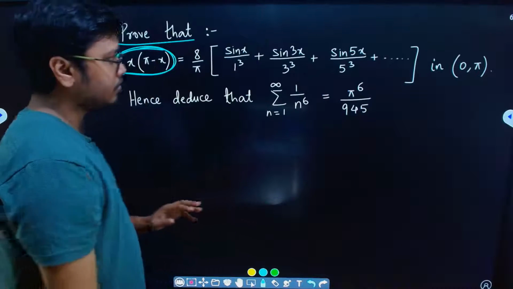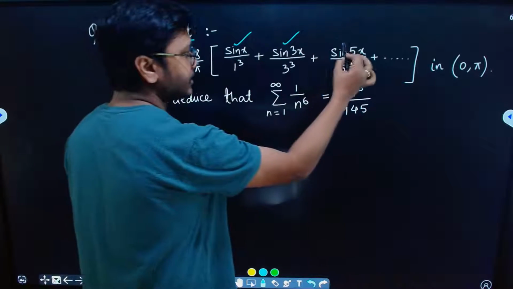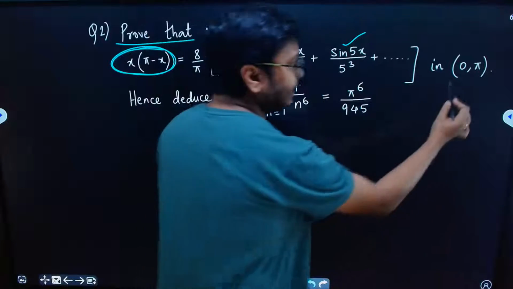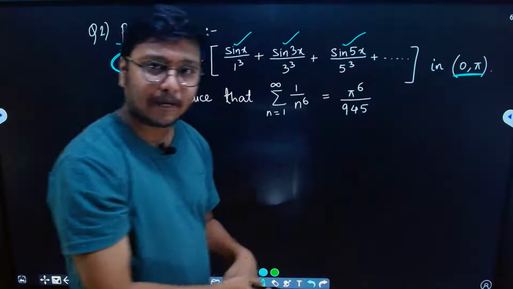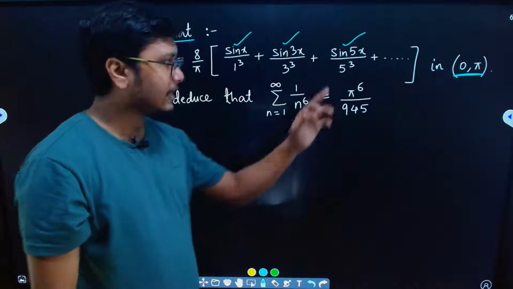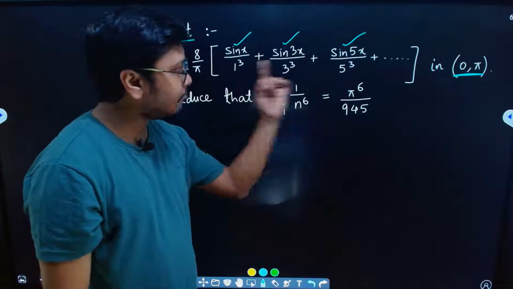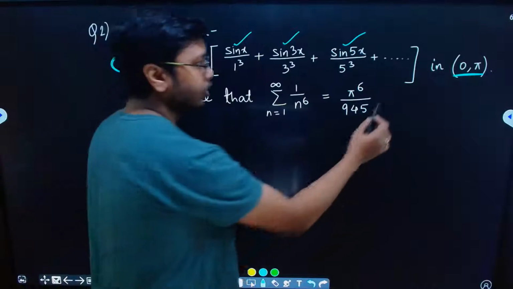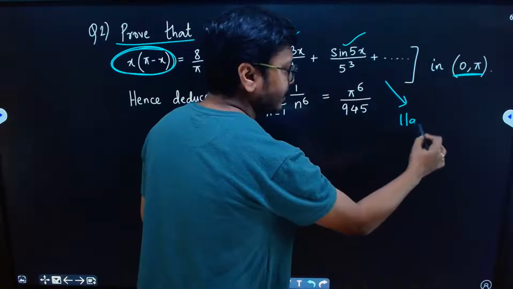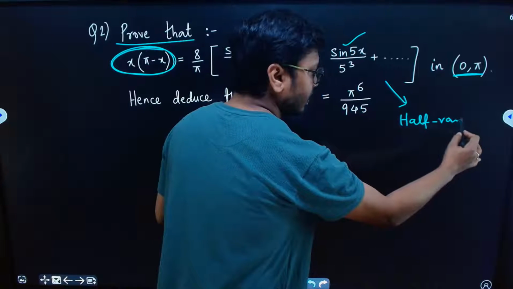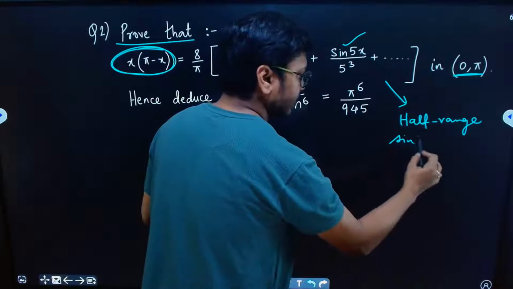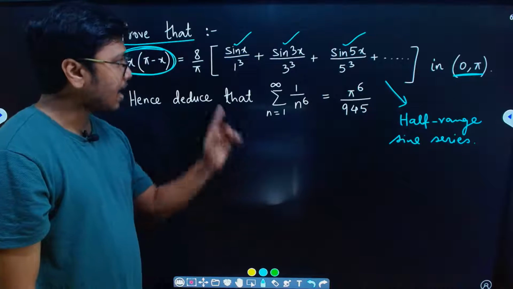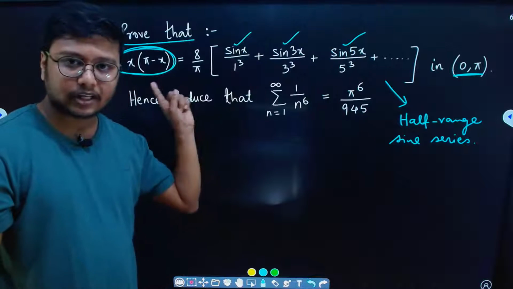Now it is just your observation that all the terms are sine terms, there is no cos term. And one more thing, the interval is 0 to pi, not minus pi to pi. So automatically you have to understand this is a half range sine series, because only the sine terms are present, cos term is not present. So you have to use the formula of half range sine to get this deduction.